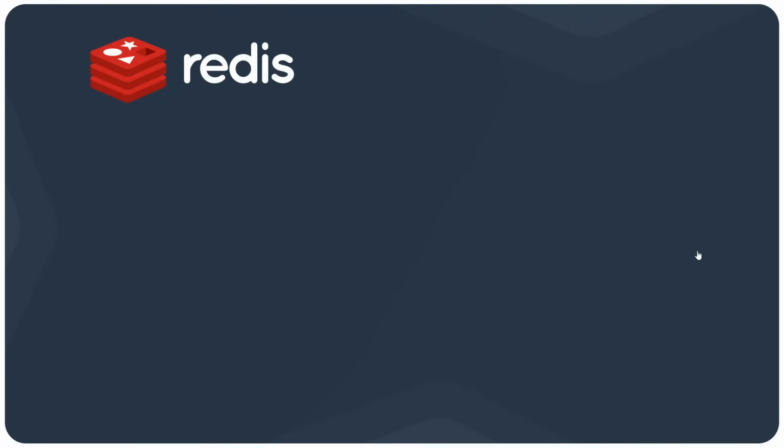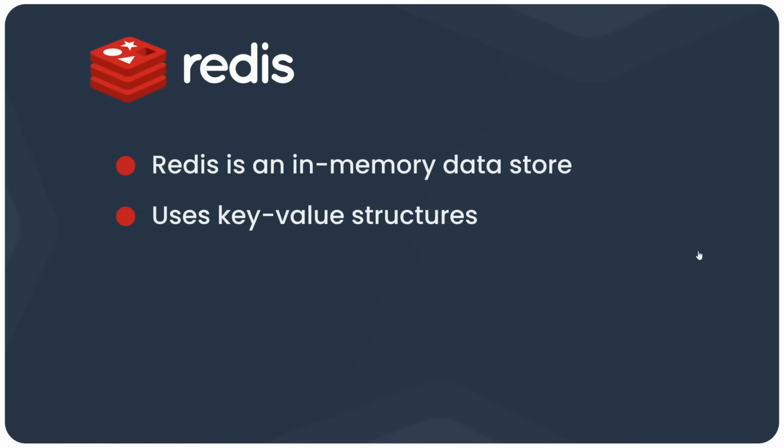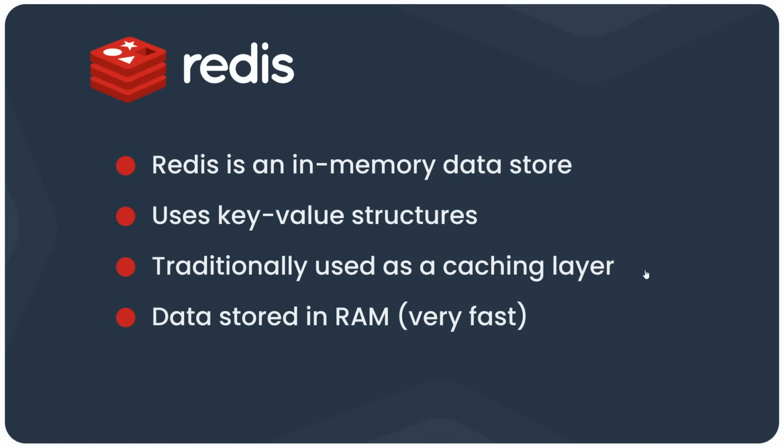Okay, so first up, what exactly is Redis? Well, in simple terms, it's an in-memory data store, and it uses simple key-value data structures to store your data in. Now, over the years, it's been commonly used as a caching layer that sits in front of your traditional databases like Postgres or Dynamo, whatever other database you might use. And the reason it was used this way is because Redis is extremely fast, since all data inside Redis is stored in memory, RAM, rather than on disk.